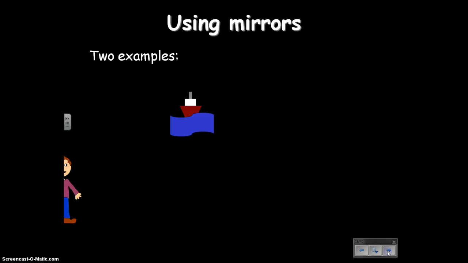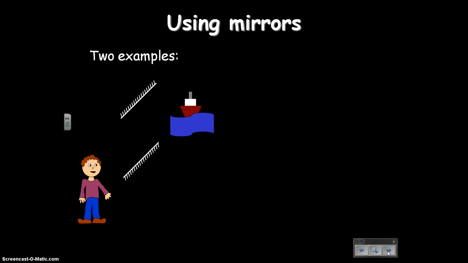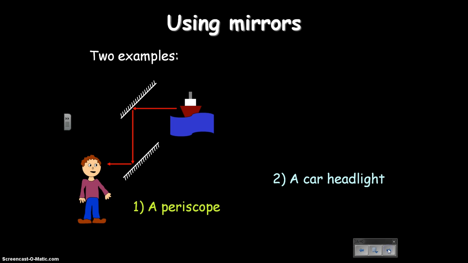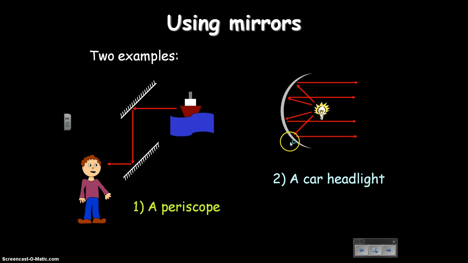So, using mirrors, two examples. This is kind of like a periscope, where you have light being reflected off the boat, reflected off one mirror, down to another, and down to the person looking, like a periscope. A car headlight is just like that as well. You have the headlight giving off beams off the back of the car headlight and then shining back out.